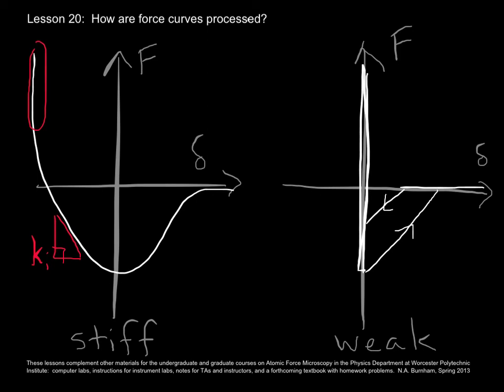Okay, again, you can compress so much that the tip-sample interaction becomes progressively stronger, and at some point it overwhelms the stiffness of the cantilever. That's what those infinite slopes mean.